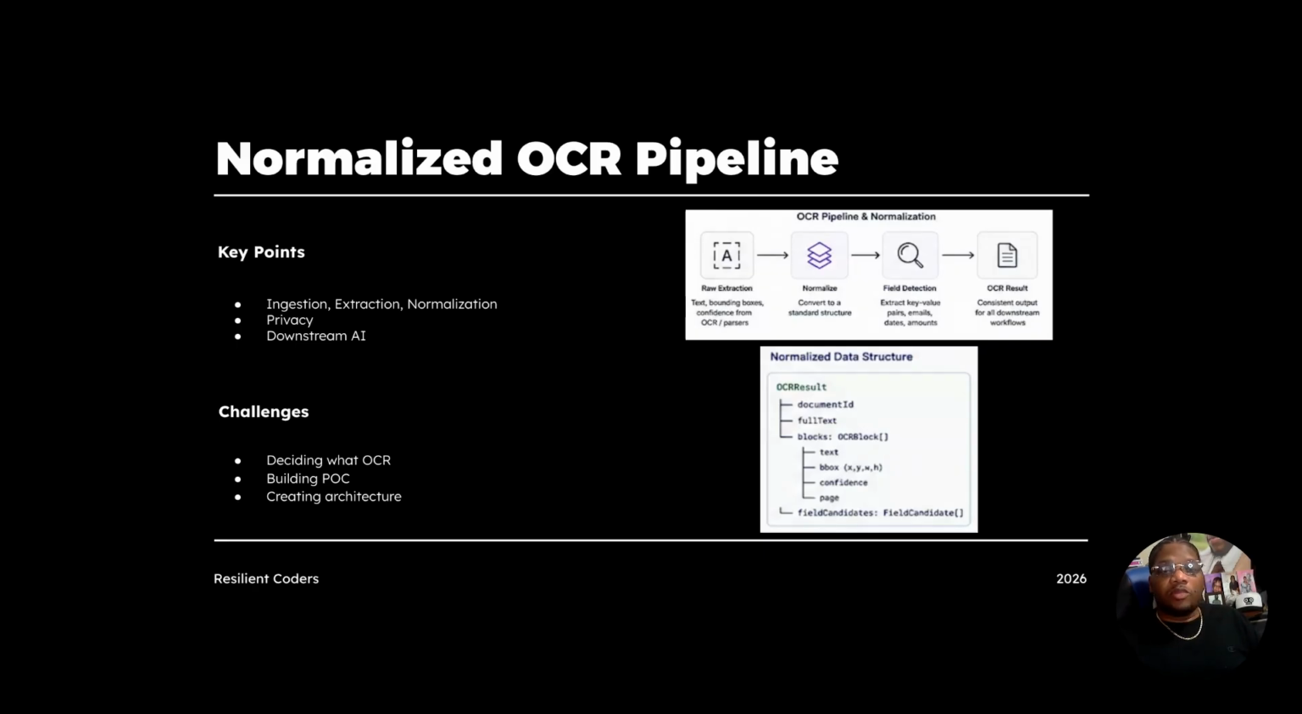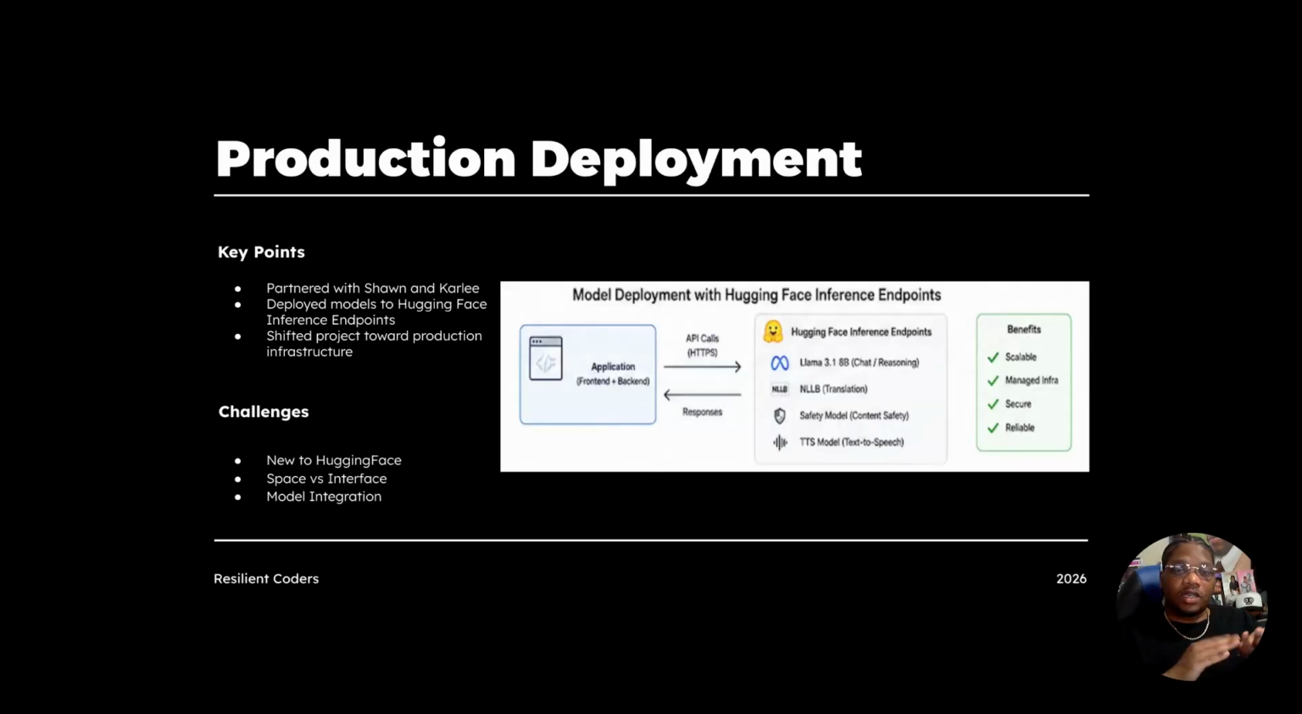And here I built the POC, and we based our architecture off of that POC after I did the research. And as far as the production deployment, I worked with Sean and Carly at the end to get this done. We deployed our models to Hugging Face, and originally they were on those Space endpoints, which can't really scale and aren't always up and can't handle a lot of traffic.